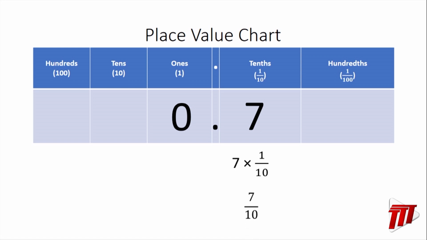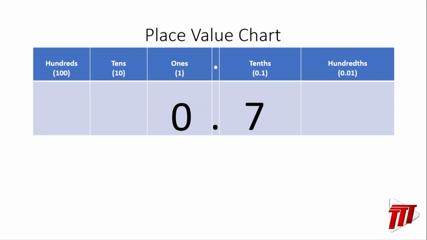Now this information is presented using our tenths and hundredths expressed as common fractions. We can also present the same information using tenths and hundredths expressed in decimal notation. 7 multiplied by 1/10 as a decimal fraction gives 7/10 as a decimal fraction.